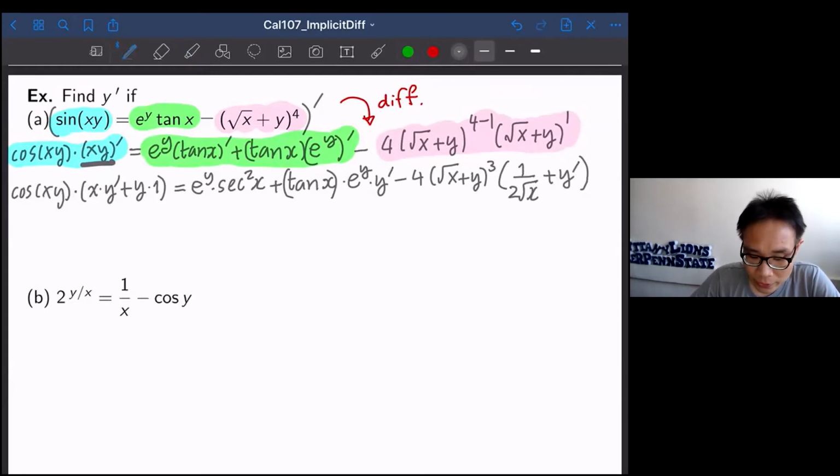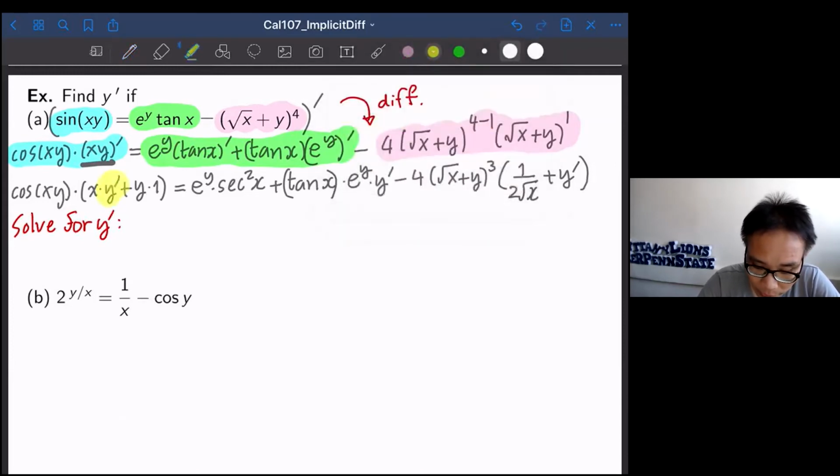And now we're gonna solve for y prime. Let me write what I'm doing. So you have to take a look where you have y prime. So you have y prime at this term. You also have y prime here. You have y prime in 3 terms. Okay, so you're gonna gather them on the same side.